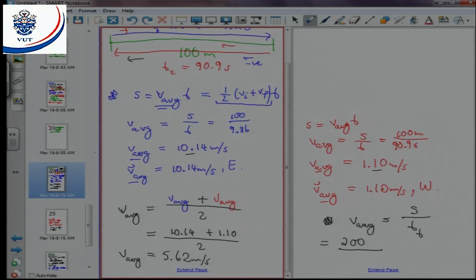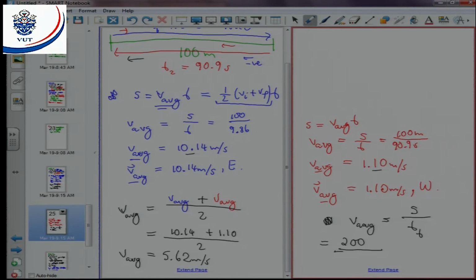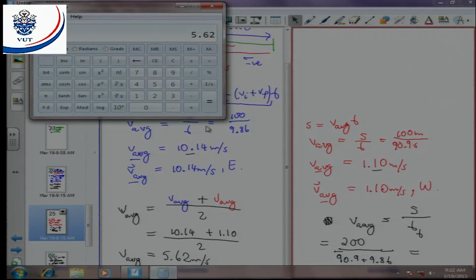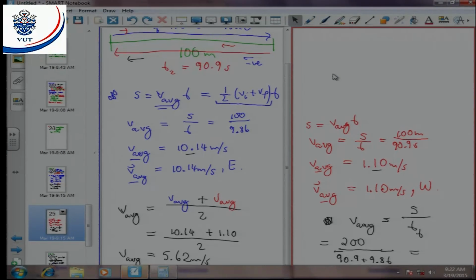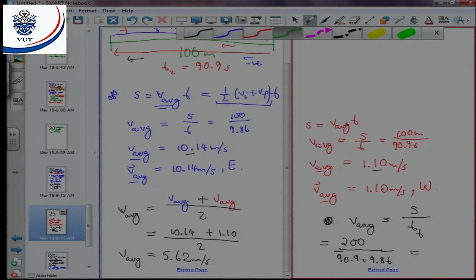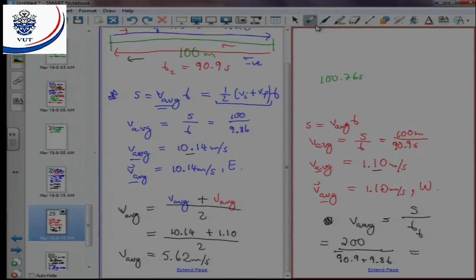And I just said there's another way, so you can take the whole distance divided by the total time, which is 90.9 plus 9.86. So just to check that our answer corresponds, we want to add 90.9 to 9.86. Okay, so that's 100 point. So let's just record that number. That's 100.76 seconds.